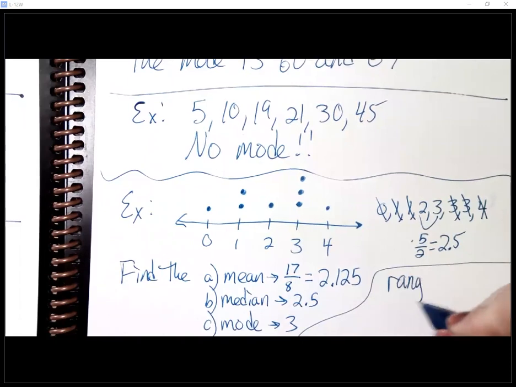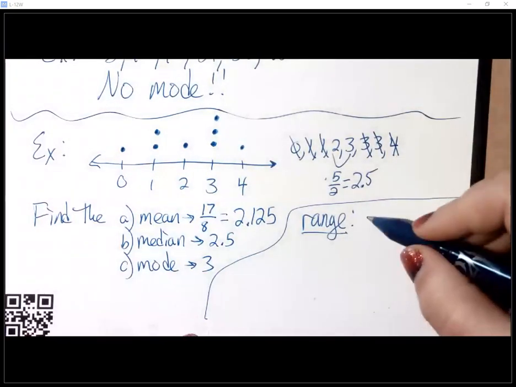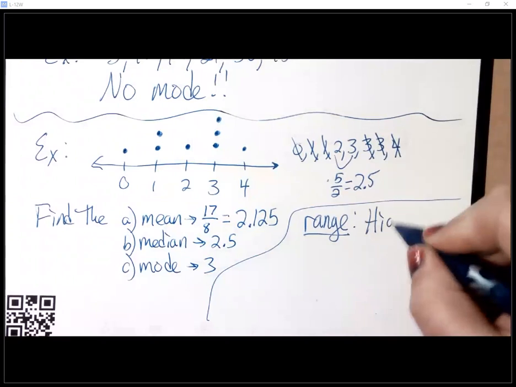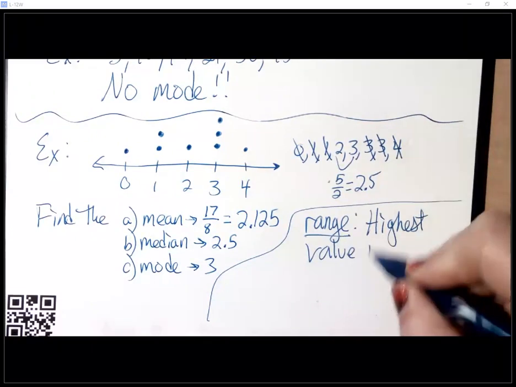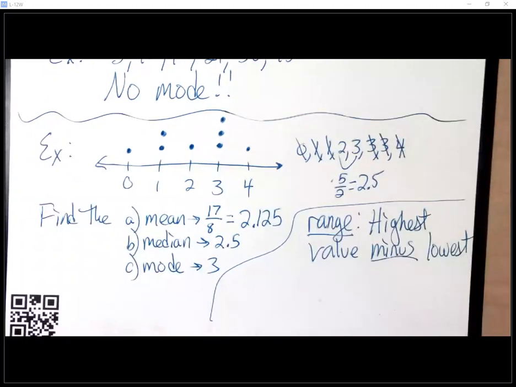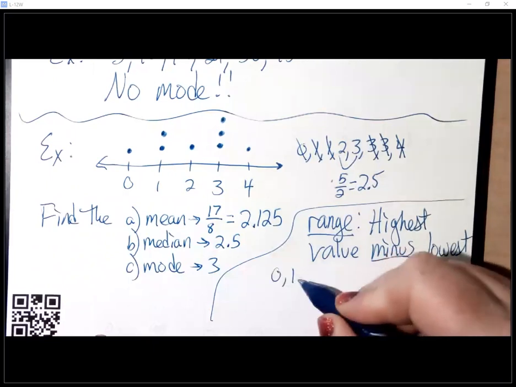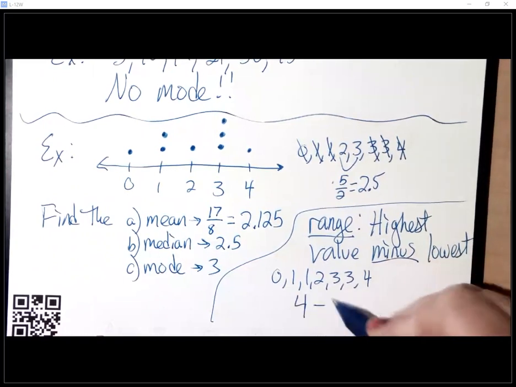Like how close it is to the numbers? No, I meant like answer that. The range is just your highest value minus your lowest. That's it. So if I'm doing the same dot plot example, it would just be literally 4, right? Because 4 minus 0. So if I kept my same list, 1, 1, 2, 3, 3, 4, I would literally just do 4 minus 0 equals 4. So that would be my range.